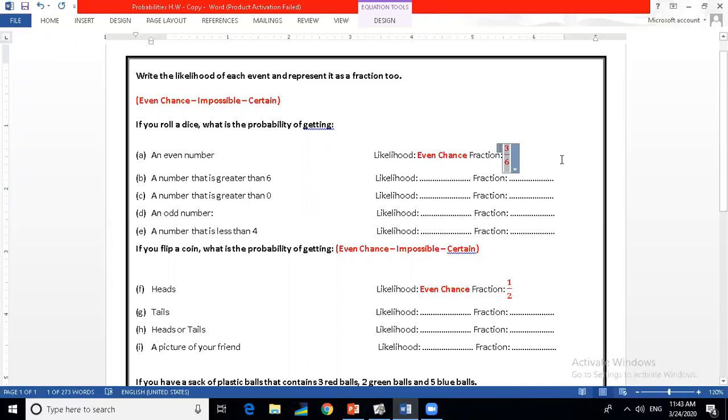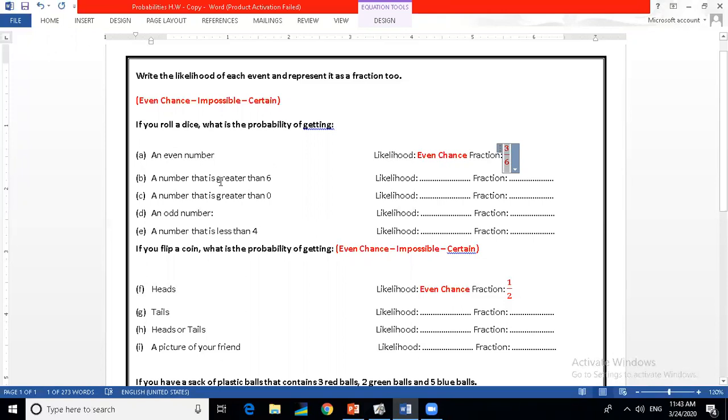3 out of 6, isn't this a half? Yes, it is a half. So a half can be 1 out of 2, 2 out of 4, 3 out of 6, 10 out of 20, 50 out of 100. All of this is just called half. So it's an even chance.